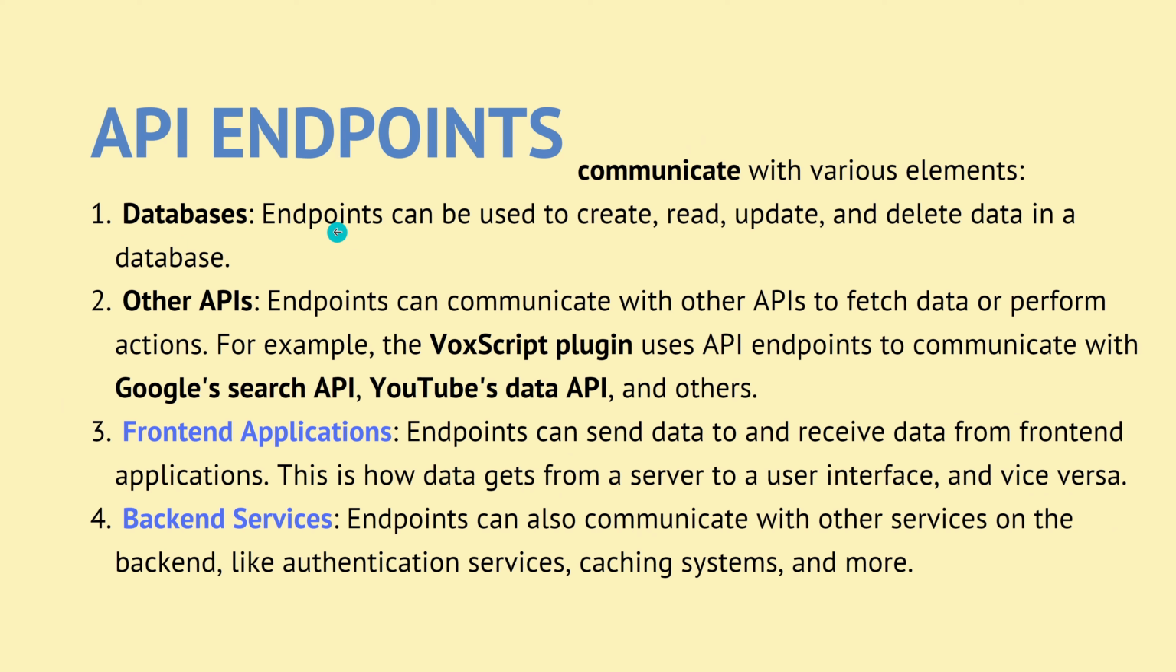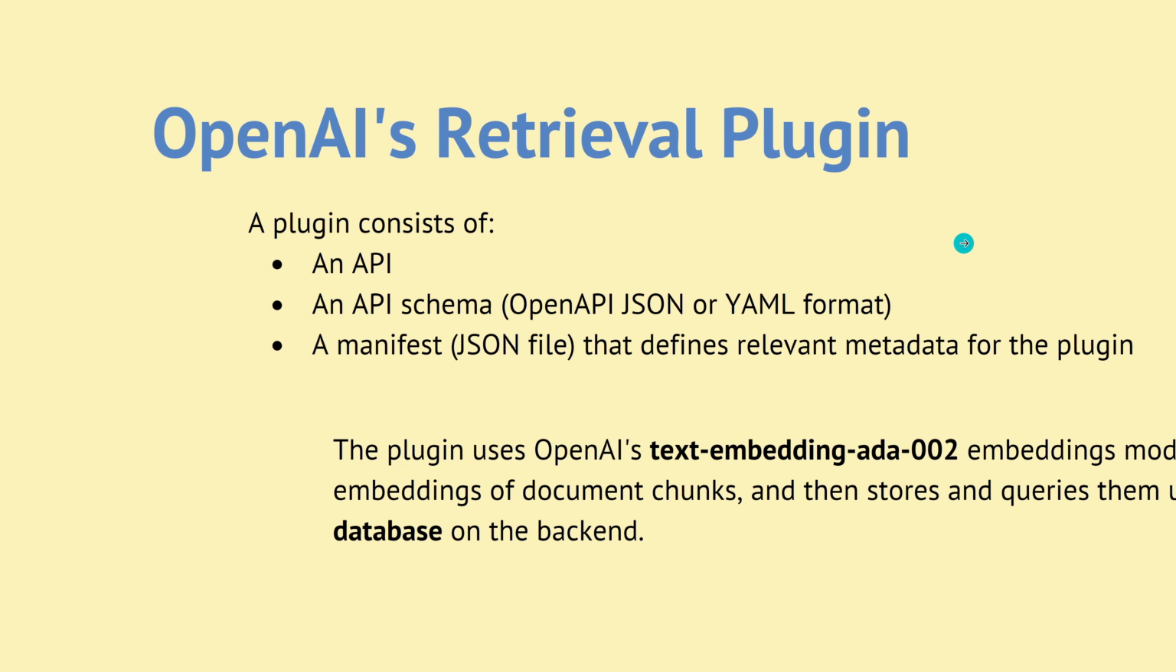Now, those endpoints can communicate with various elements. As I told you, either you have databases, where endpoints can be used to create, read, update, or delete data in a specific database. I will show you an example. Or in my last video, I used, for example, the VoxScript plugin, where GPT-4, the OpenAI API endpoint, used this to communicate with Google's Search API and YouTube's Data API. The other plugin was ScholarAI, and we used here the endpoints to communicate with the arXiv preprint server. And then you have front-end and back-end applications and services.